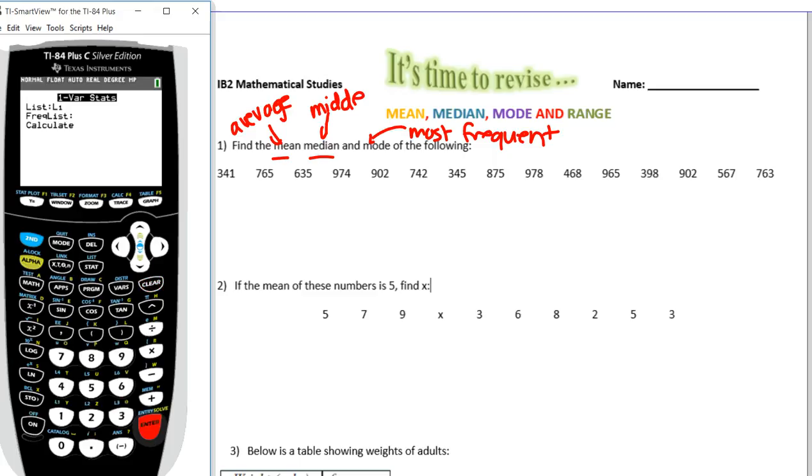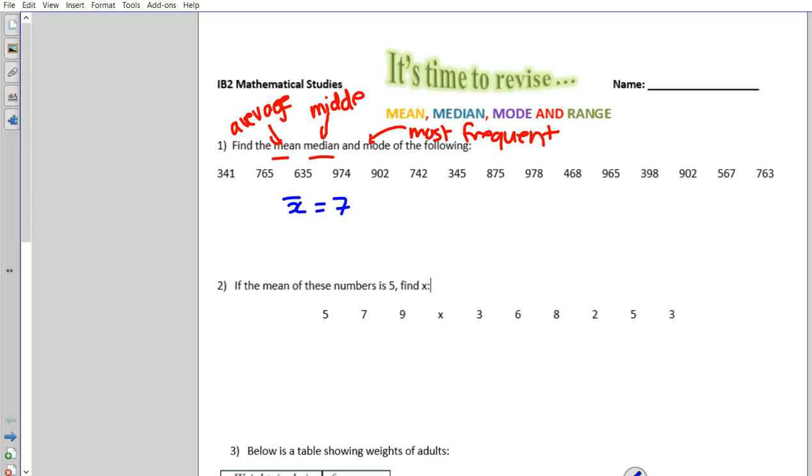Calculate. So which one's our mean? That's right, mean is the first one, X with a little line on it. And mean equals 708. Now median is MED. You can write median.